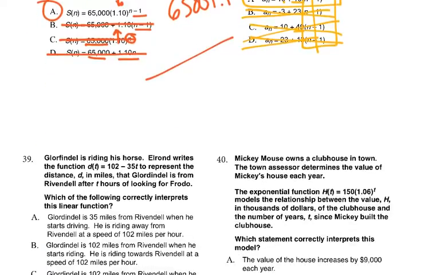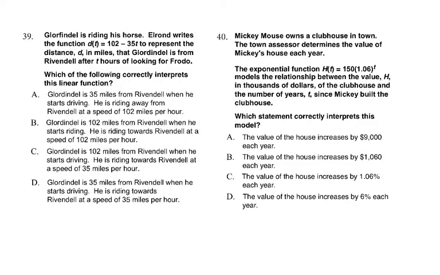All right, last two problems here. So 39, Glorfindel is riding his horse. Elrond writes the function d of t equals 102 minus 35t to represent the distance d in miles that Glorfindel, Glorfindel, not Glordindel, is from Rivendell after t hours of looking for Frodo. Which of the following correctly interprets this linear function?